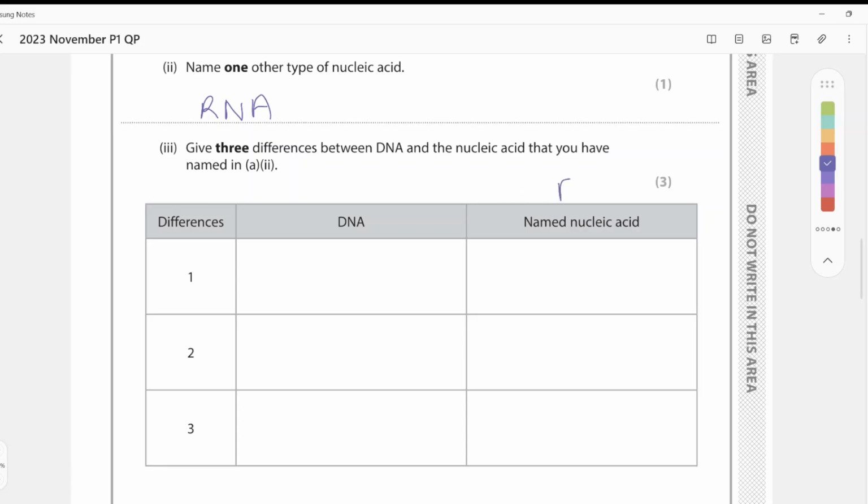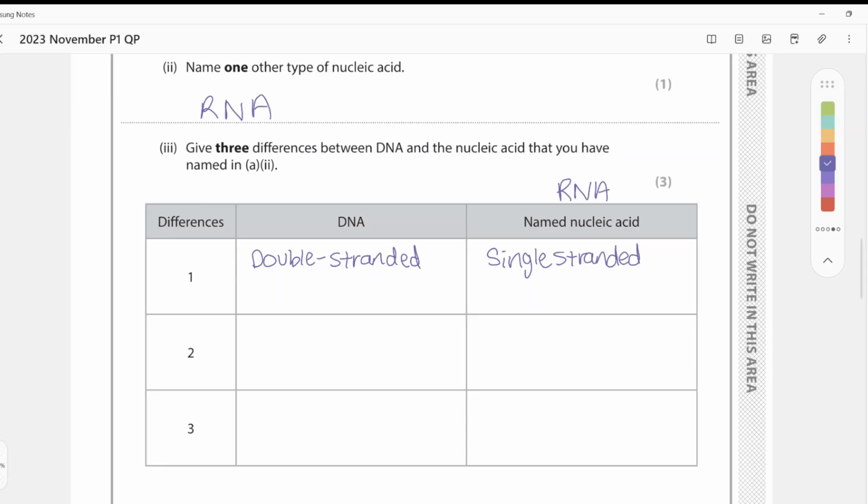So I'm just going to write RNA over here just for my own reference. So one of the main differences that we know is that DNA is double-stranded, right? So it kind of looks like this. It's a very bad drawing. So it's double-stranded, whereas RNA is single-stranded.